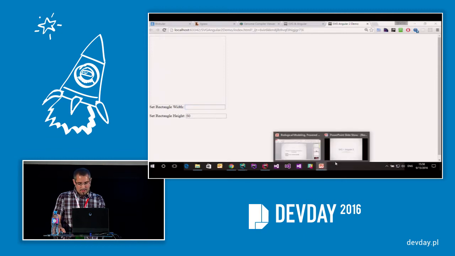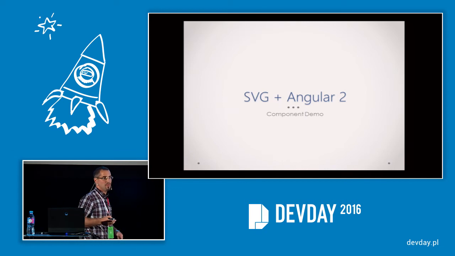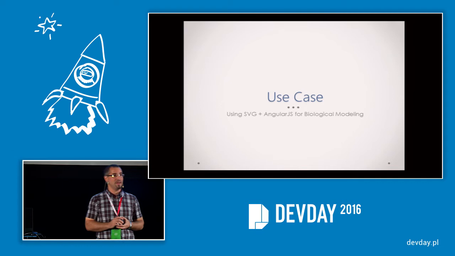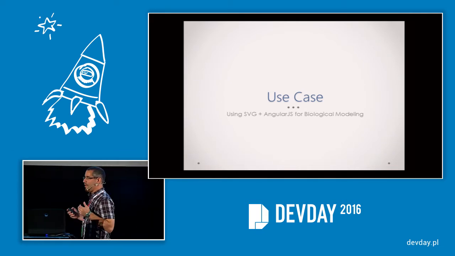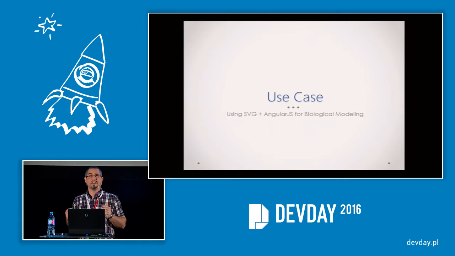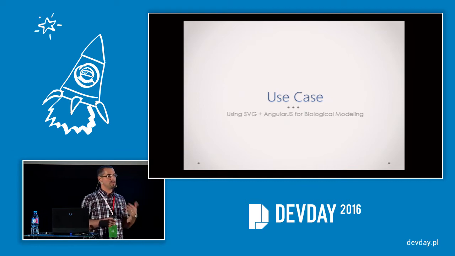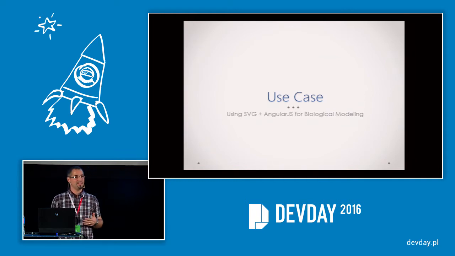So we know how to use Angular 1 with SVG and Angular 2 with SVG. What else? Use case. I told you that we are going to talk about biology modeling powered by Angular. And I think about half a year ago, I left a company that I was consulting for, and I helped them build a Genome Viewer. So I'm going to talk about the process of how we built that Genome Viewer using Angular and SVG.